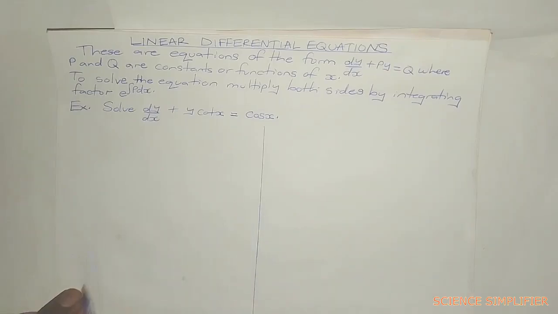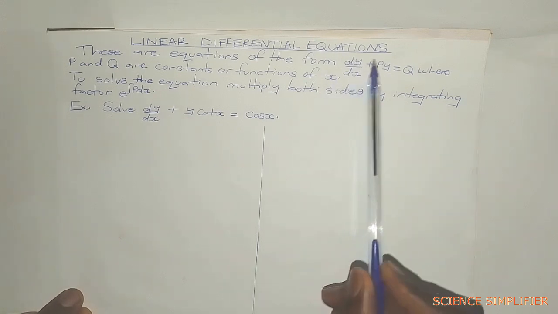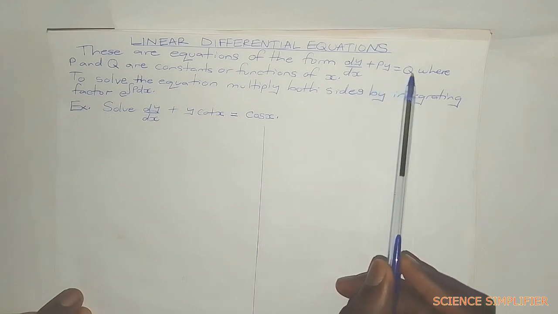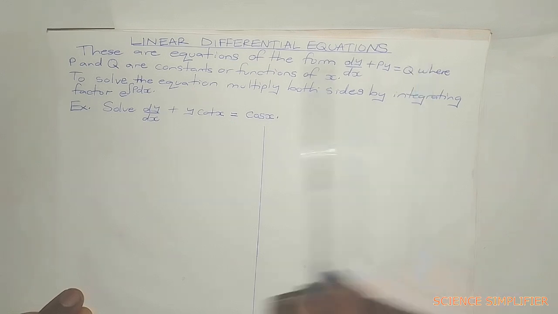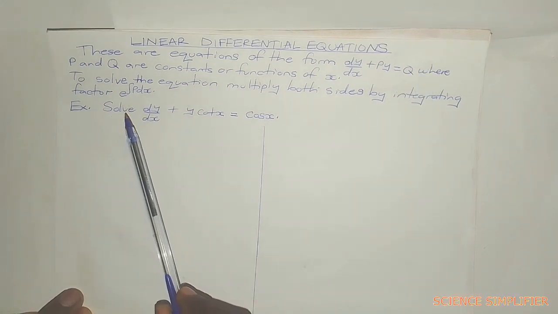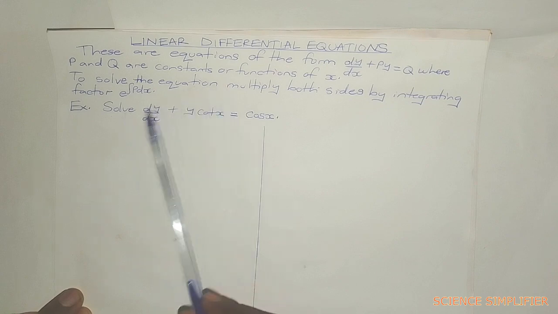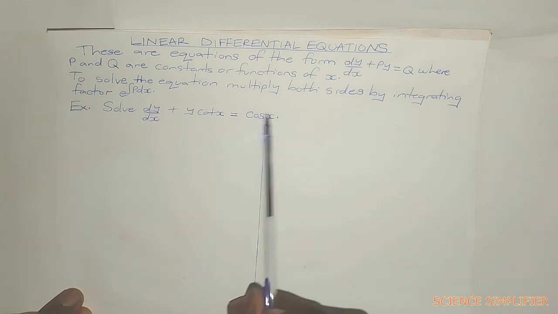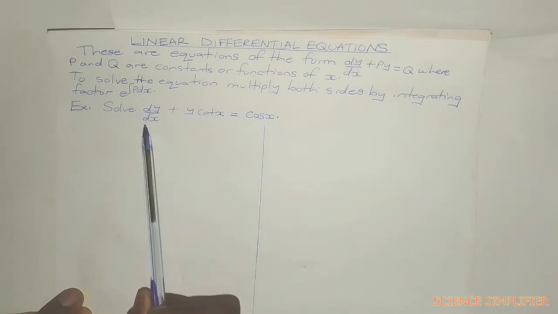For today we are going to look at linear equations. Linear equations are equations of the form dy/dx + Py = Q, where Q and P are constants or functions of x. Remember, these linear equations are not exact.